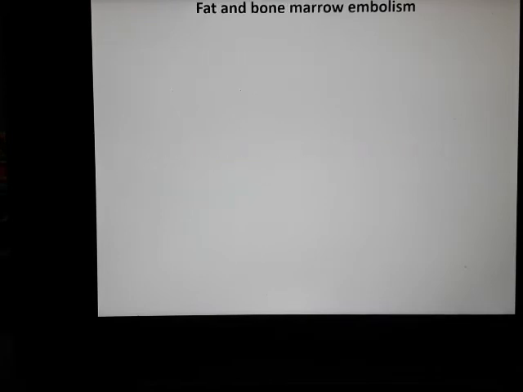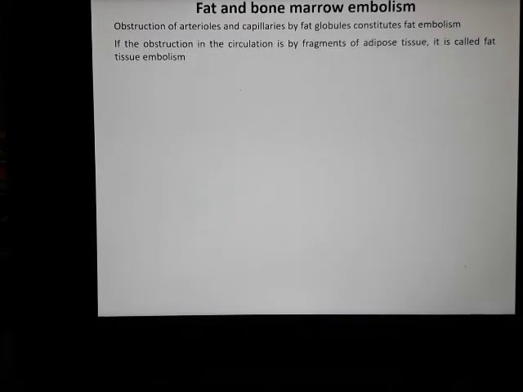Now I will discuss a very small topic, that is fat and bone marrow embolism. If there is obstruction of arterioles and capillaries by fat globules, that constitutes fat embolism. If the obstruction in the circulation is by fragments of adipose tissue, it is called fat tissue embolism.